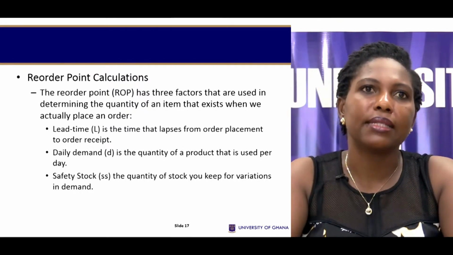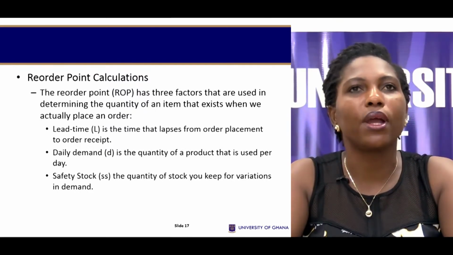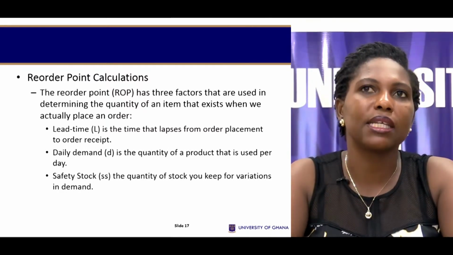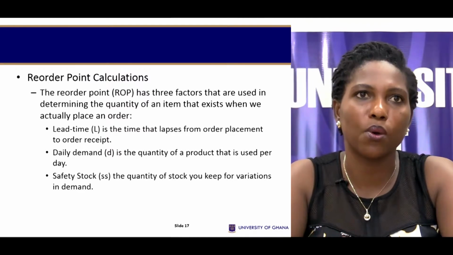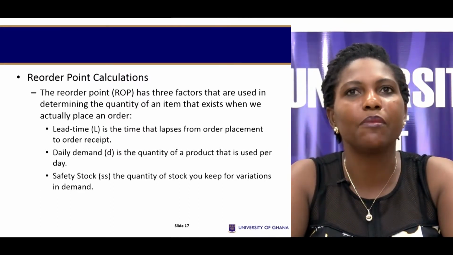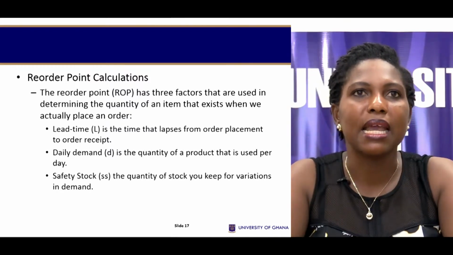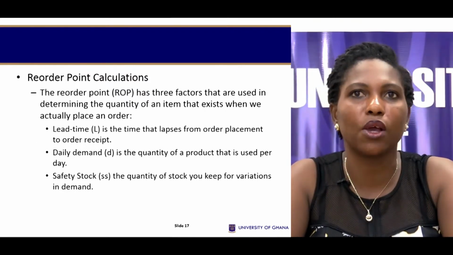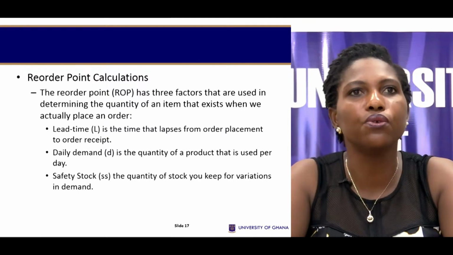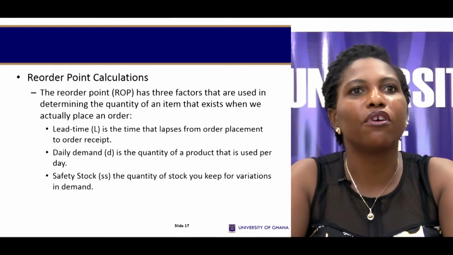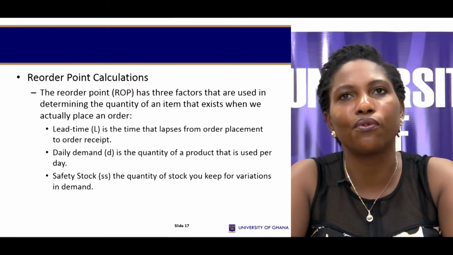Now, there's a need to compute, therefore, at what point a firm should place an order for its next consignment once it's been able to determine its economic order quantity. First, it must know its lead time. Now, the lead time is the time between when an order is placed and when the order is actually delivered. The firm must also have a fair idea of its daily demand, meaning the quantity of the product that is sold or used per day, and also its safety stock, which is the buffer, the level beyond which the firm does not want to fall.